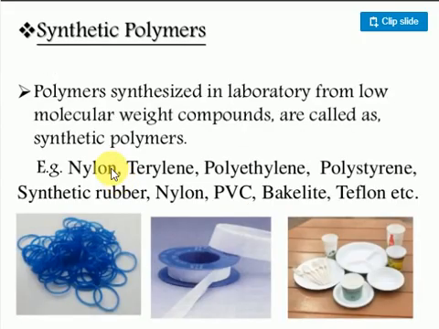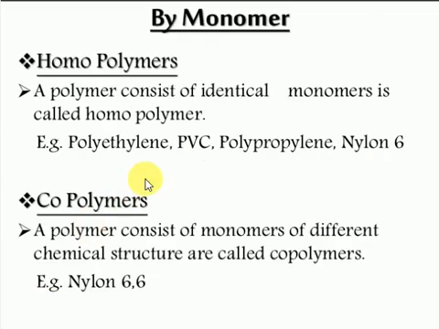Next, coming to synthetic polymers. These are purely synthetic, made without using any natural resources. Clear? Nylon, terylene, polythene, polystyrene, synthetic rubbers, nylon 66, PVC (polyvinyl chloride), Bakelite, Teflon. Very well, this is Teflon only. Clear? So that is very important here.